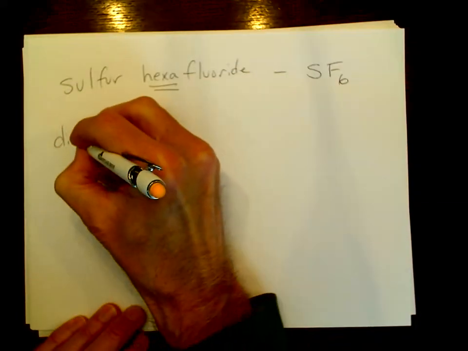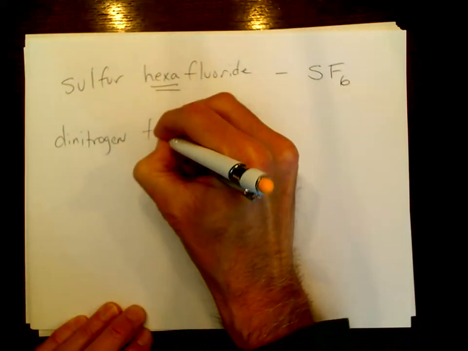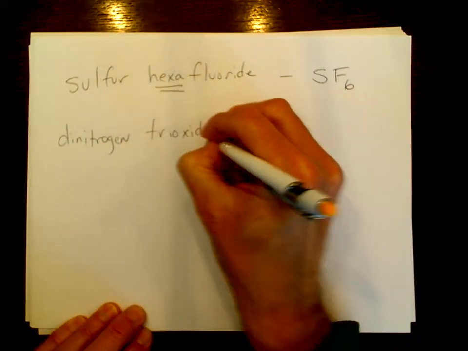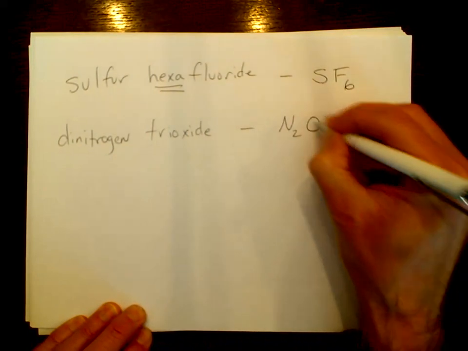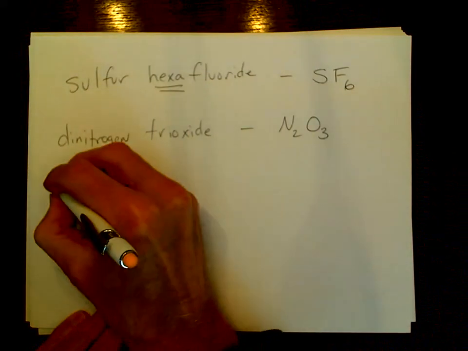Dinitrogen, that's going to be N2, right? Dinitrogen trioxide. Well, that's going to be N2O3. Pretty straightforward, I think. Let's try this one.